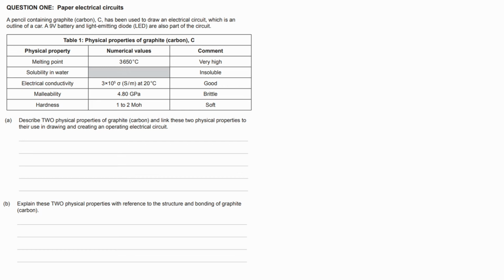Okay, in this video, I'm going to go through the 2024 paper, Demonstrate Understanding of How Physical Properties of Materials Inform Their Use. That's Achievement Standard 92029 for Level 1 Science in the NCEA curriculum. It's the paper, the exam that was at the end of the year.